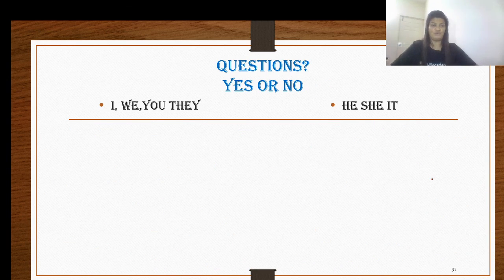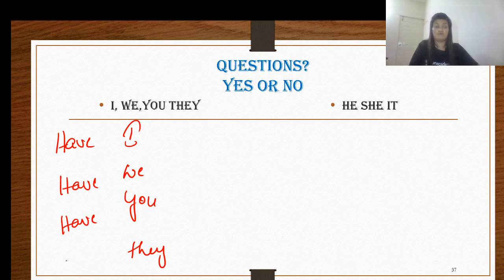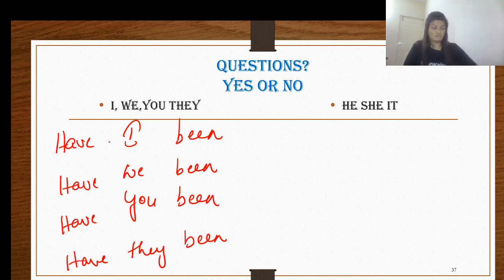Now let us move on to question words. How do you frame yes or no questions? Yes or no questions are those which demand yes or no answers, and how do you frame them with subjects I, we, you, and they? Well, let us not forget we bring the be verb first, and the auxiliary here is have and been. So have I been studying hard?